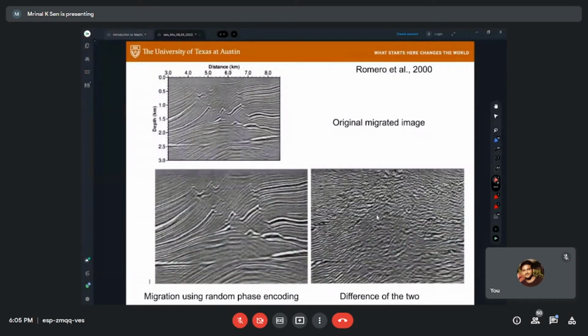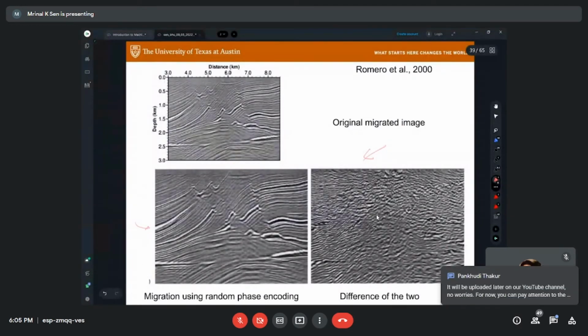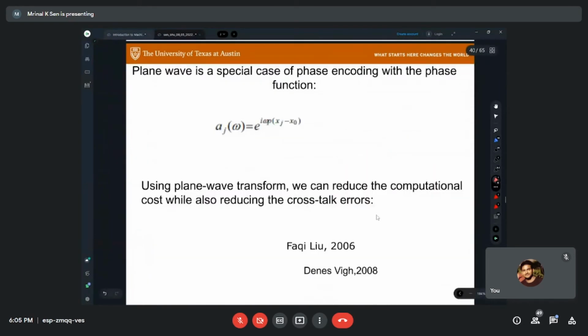The same idea can be applied to migration. So here is an example of my migration. This one is the true model, and this is migration using phase encoding. And this is the difference between the two. So when you use the super gather as opposed to all the shots, you can get as good a result as using all the shots. Of course, there will be some differences here. That helped quite a bit, and a lot of the companies are actually using phase encoding in their FWI.